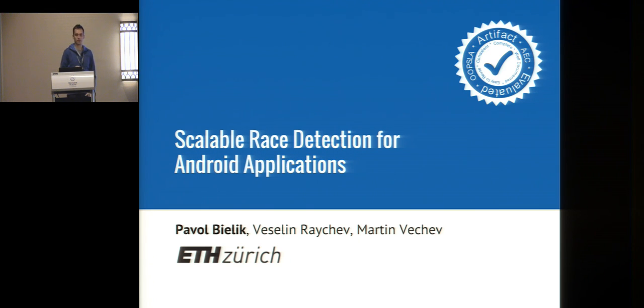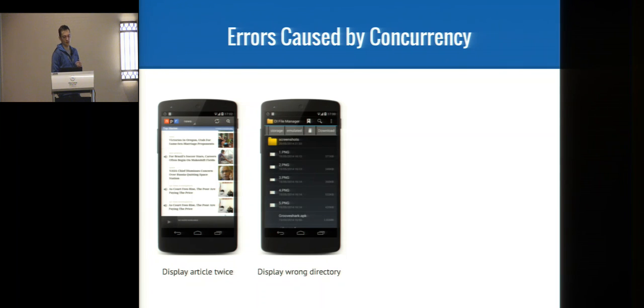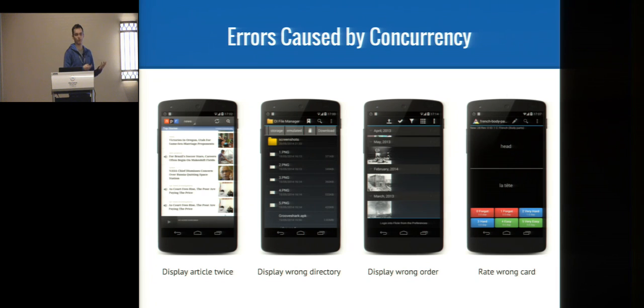And today I would like to tell you more about our project which enables you to find concurrency bugs for Android applications. So to start with, let me tell you what these concurrency bugs are. For example, we can look at an NPR news application, and what can happen is that the same article is shown twice. In another application, which is a file manager, it can be that it shows you a wrong directory, or that the images are shown in the wrong order, and so on and so forth.